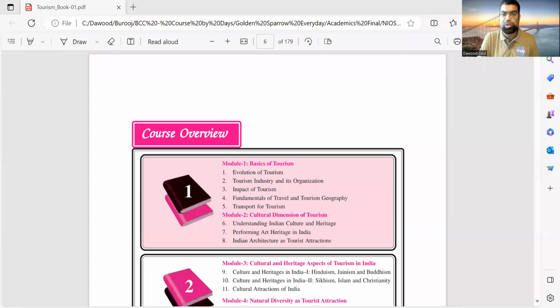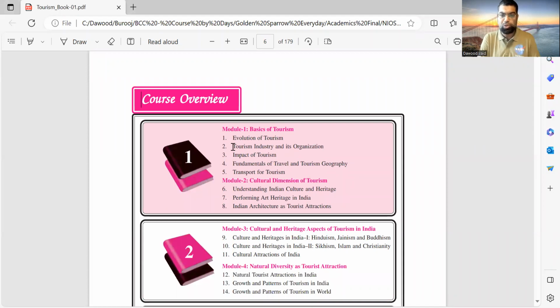And this is one of my very favorite chapters because it really is practical. It talks about real-world situations. What I'll do is quickly run through module 1. What we have already finished is the first two chapters. Today, I'll talk to you about the impact of tourism, a very small chapter.